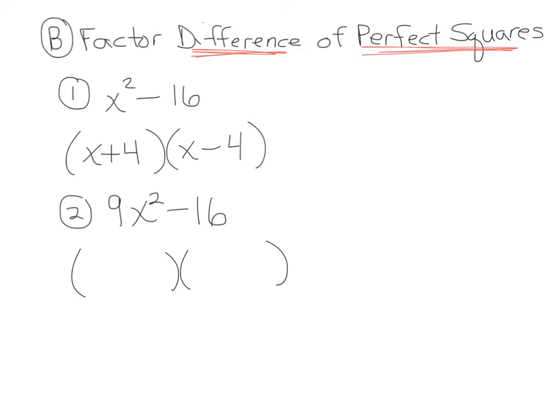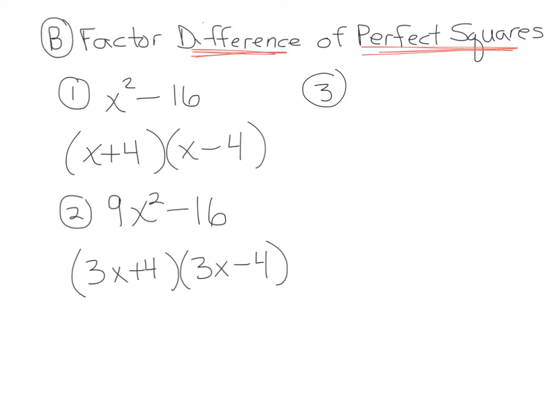The first is going to be 3x plus 4. And the second one's going to be 3x minus 4. Where did I get 3x? Because 3x times itself is 9x squared, and 4 times 4 is 16. We want one to be plus, one to be minus, because there's no middle term. Number 3.